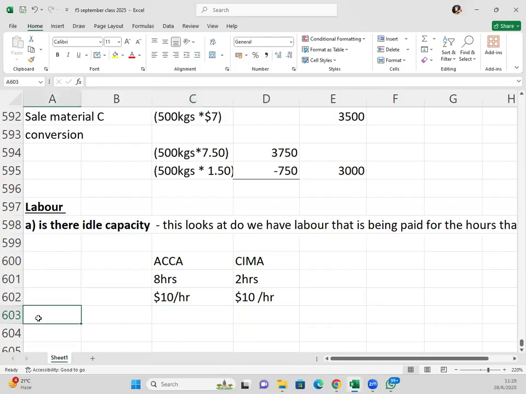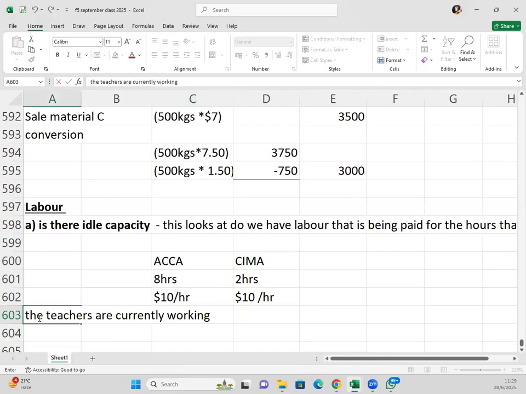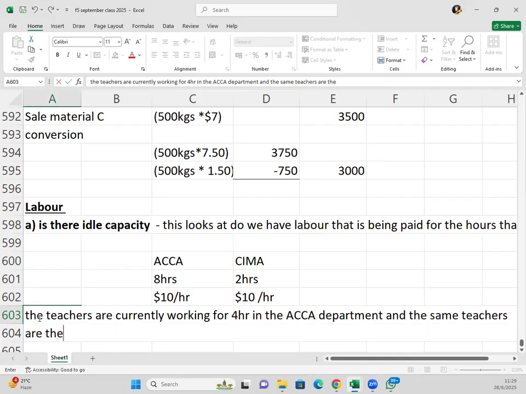But then we are told that the teachers are currently working for 4 hours in the ACCA department, and the same teachers are the ones who will be taking CIMA students.